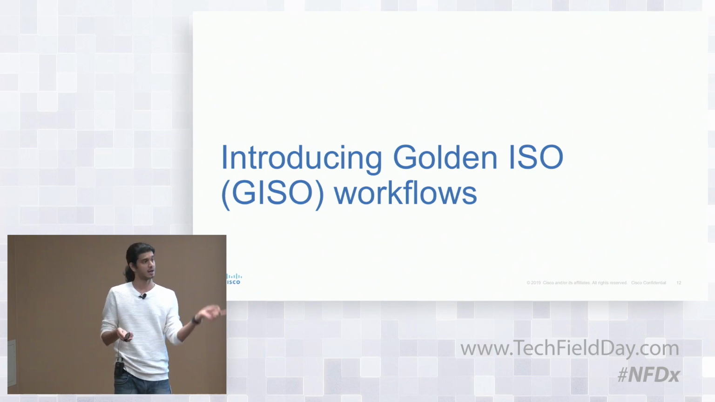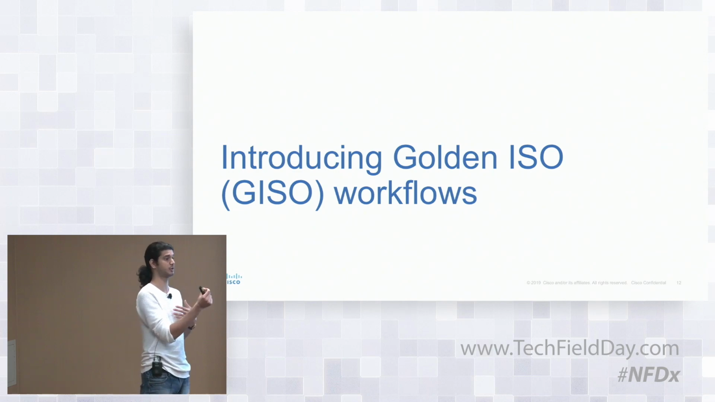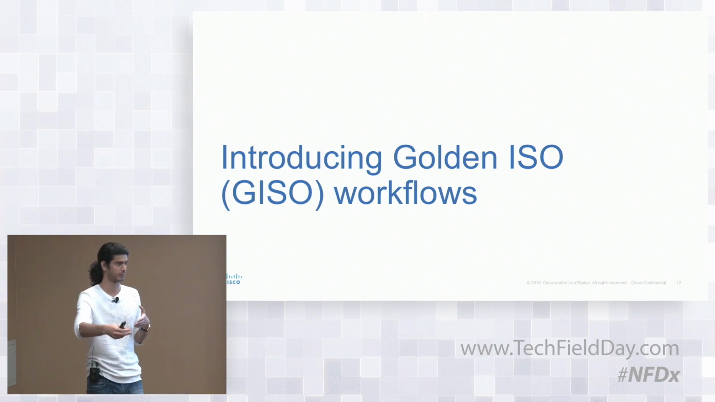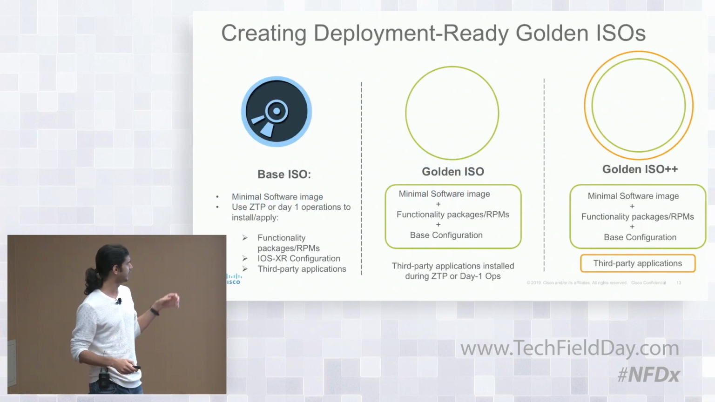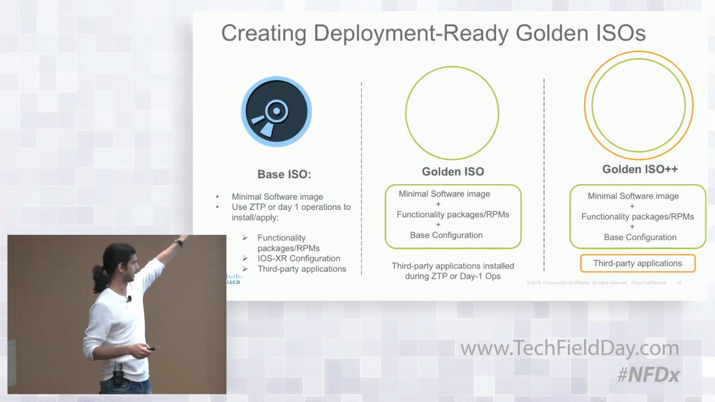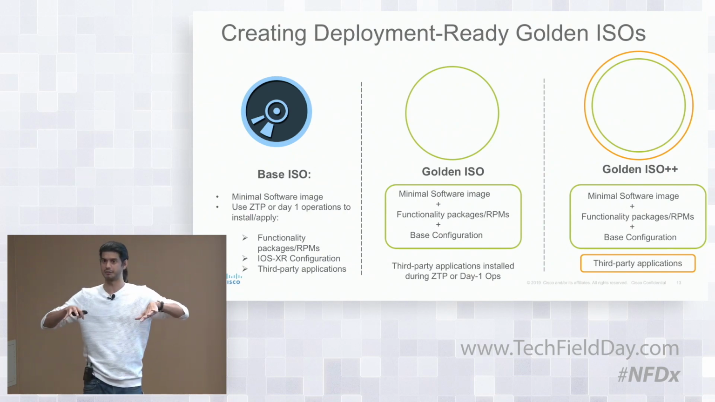This is another part that I typically include as part of the ZTP process, because the final concept is the same. You're trying to get the box to your desired state, and you're reducing the number of steps or the number of artifacts you need to use as part of the overall workflow. Now, we typically have the base ISO, which is what we publish on CCO. It's the most minimal software image that we publish.